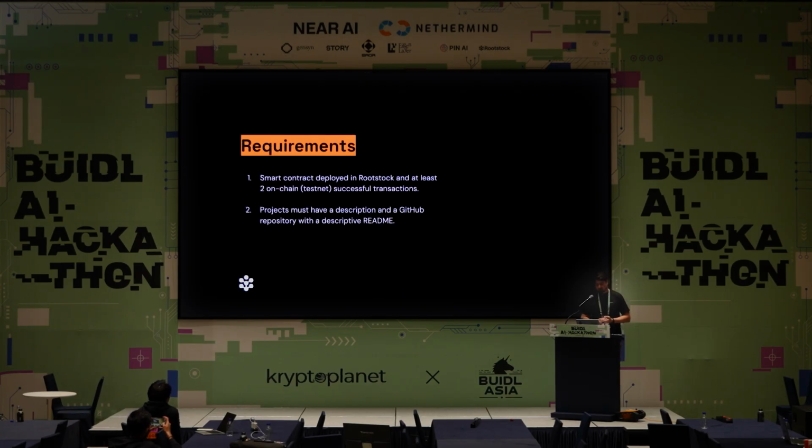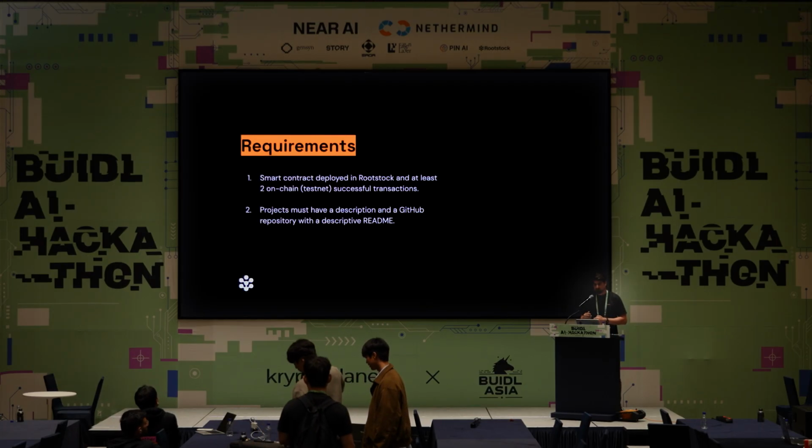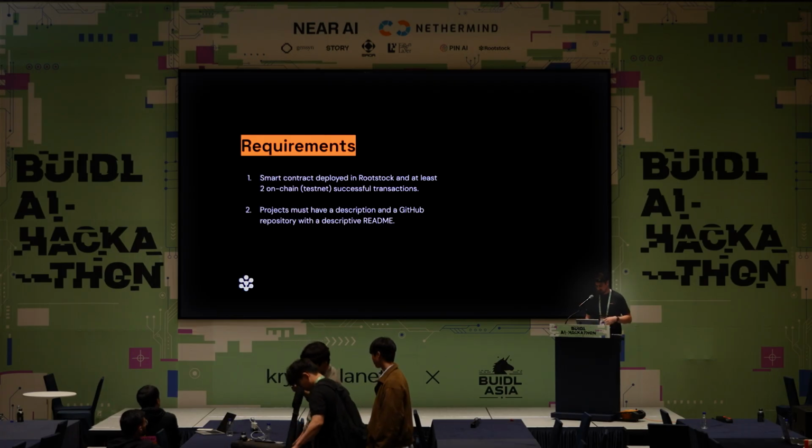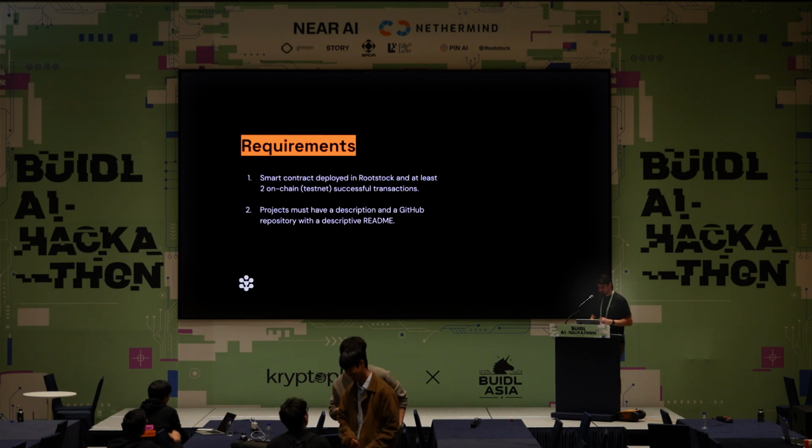Of course, the requirements: the smart contract should be deployed on Rootstock and have some transactions. And the projects must have a description and a GitHub repository with a very descriptive README with the explanation.